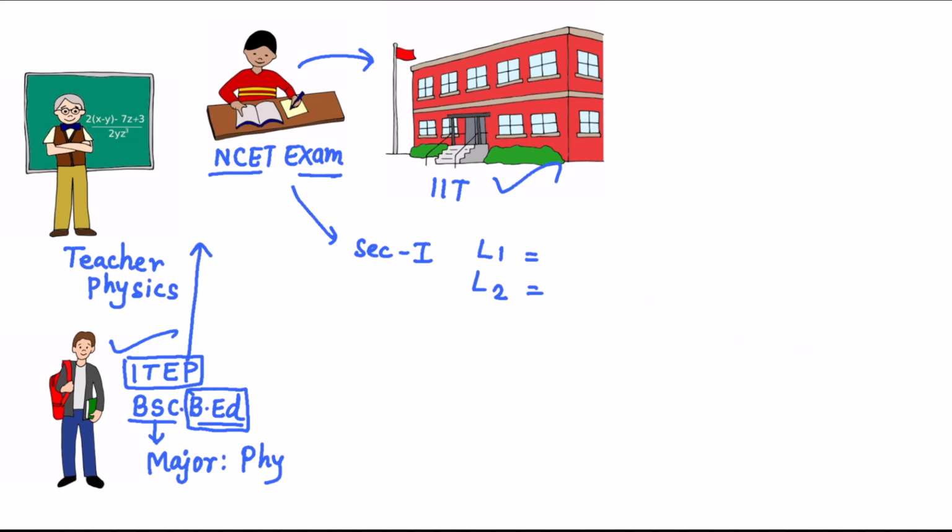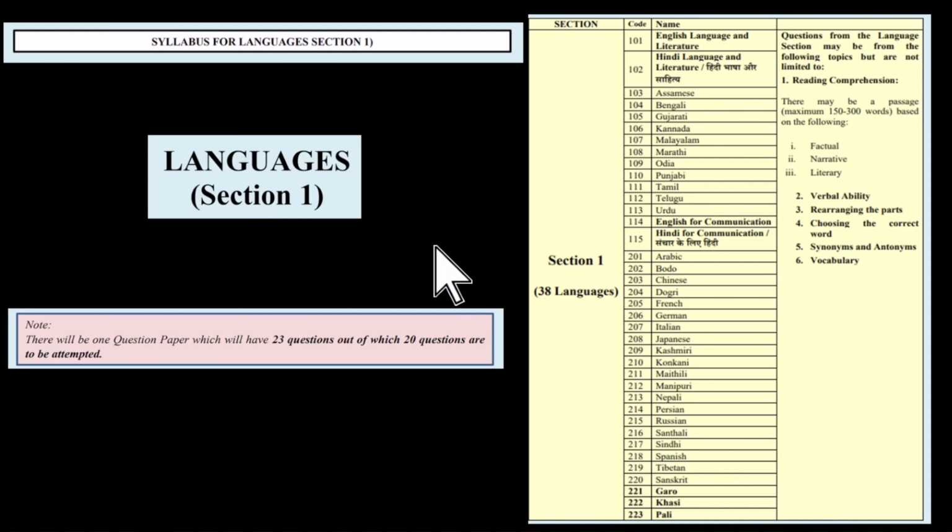Okay, so to get into IITs, you need a very good score. For that, under section 1, we have got two languages, language 1 and language 2. Let me show you that. So this is the document which is given by NTA. This is the syllabus for the language section. You can select languages, and it is written there will be one question paper which will have 23 questions, out of which 20 questions are to be attempted.